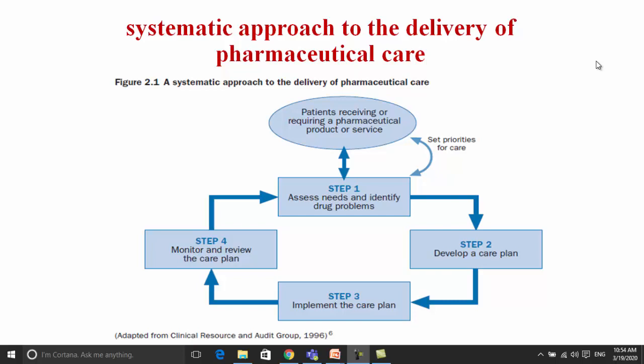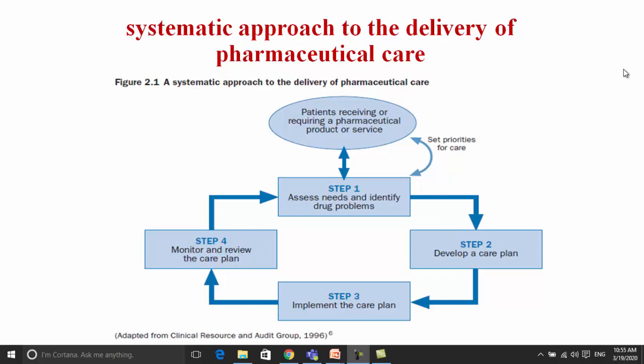Let's say that during step four, for example, the patient is receiving warfarin, and as part of monitoring, the physician would ask for a lab test of the INR, international normalized ratio, and according to the lab result, the physician will ask the patient to come back to the clinic for evaluation. This is just an example to clarify. This is a medicine-related example to clarify the last step, step four, of monitoring and reviewing the care plan. But generally speaking, it can apply to anything.